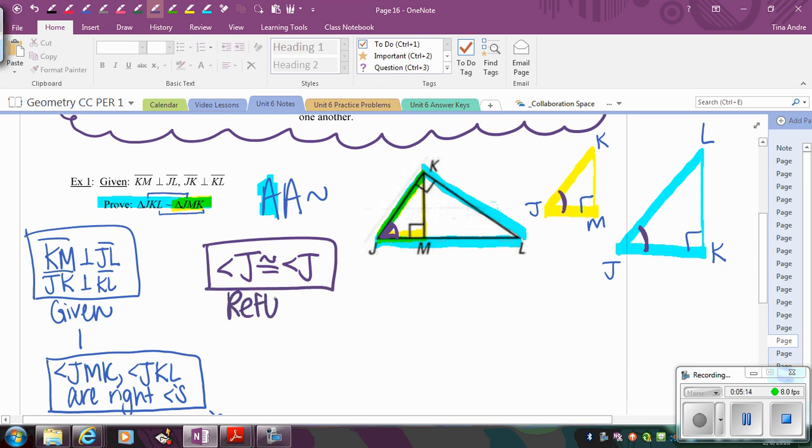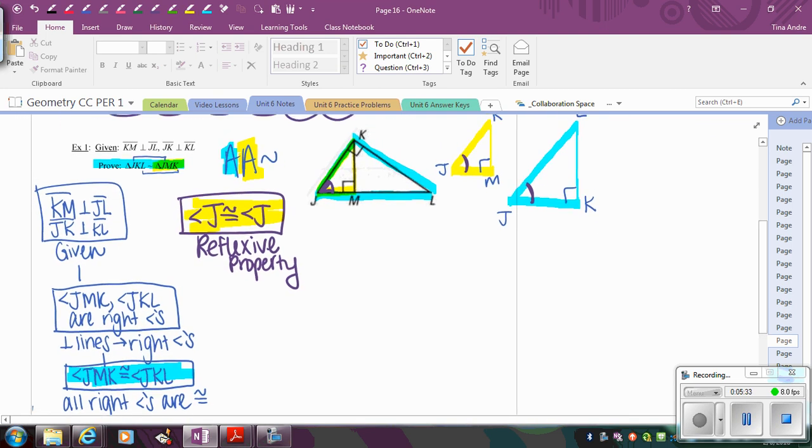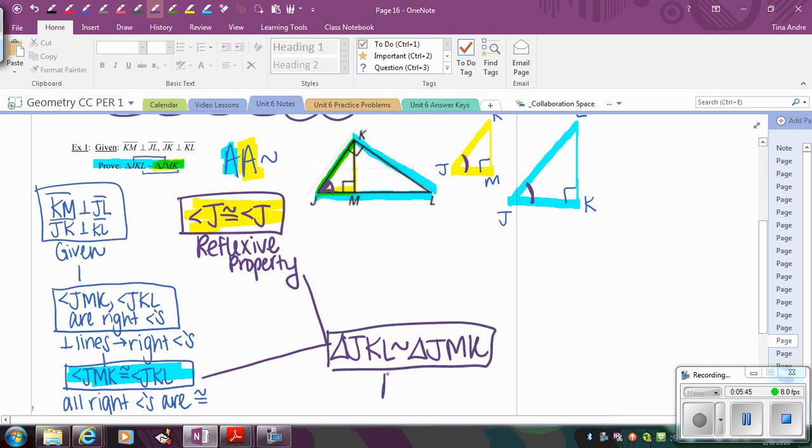You could use three letters too. That would be perfect as well. So that's by the reflexive property, and that gets me my second angle. So by angle-angle similarity, now I can say that the two triangles are similar. It's a very short proof because you only need two sets of congruent angles, which I have. So now I can say triangle JKL is similar to triangle JMK by angle-angle similarity. We have both sets of congruent corresponding angles, meaning the triangles have to be similar.